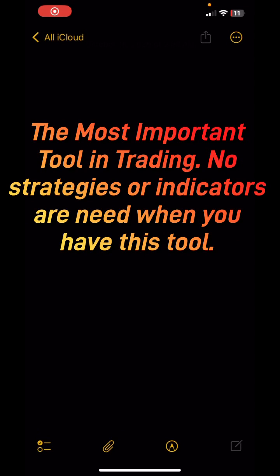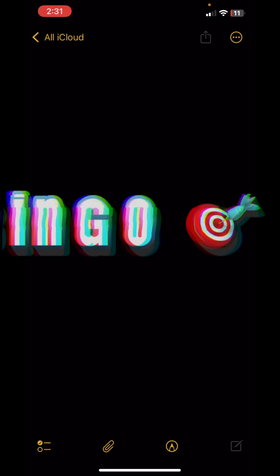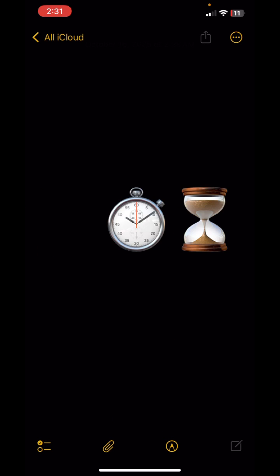So, what's the most important tool in trading? Not indicators, not strategy. What do you think it is? Bingo, you got it. Time.